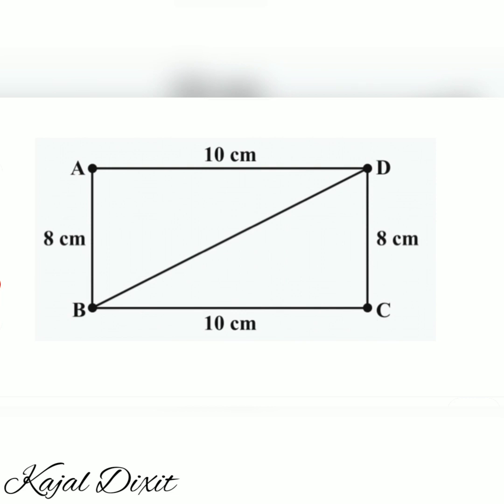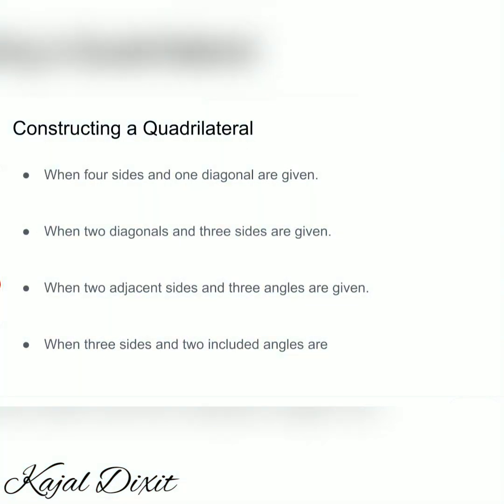Okay, so let us conclude what are the various 5 measurements with the help of which we can construct a quadrilateral. First is what? When four sides and one diagonal are given, as we have already discussed in the previous examples. Second, when two diagonals and three sides are given, matlab out of whatever measurements are associated with the quadrilateral, we should know the length of the two diagonals and any of the three sides. Out of the four sides in the quadrilateral, any three sides should be known to us and the two diagonals should be known to us. Then third process is what?